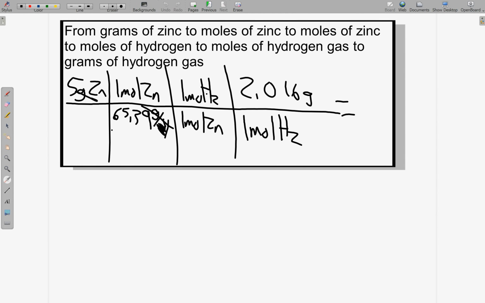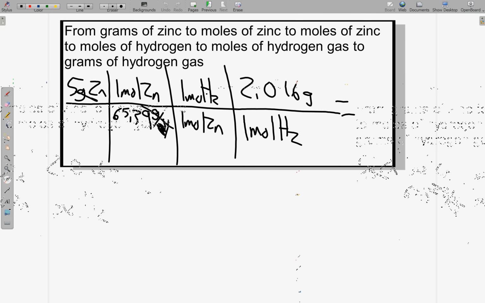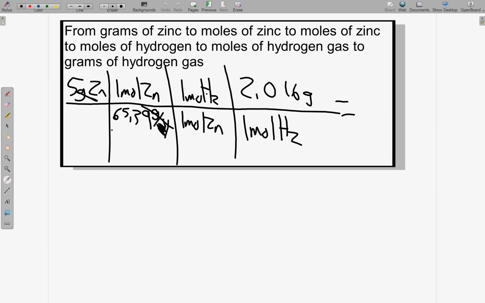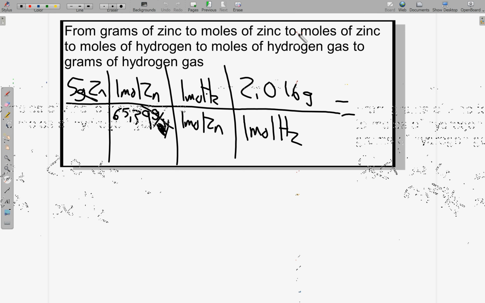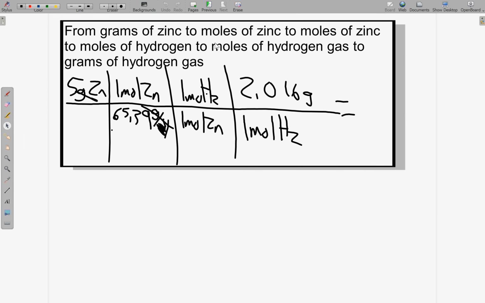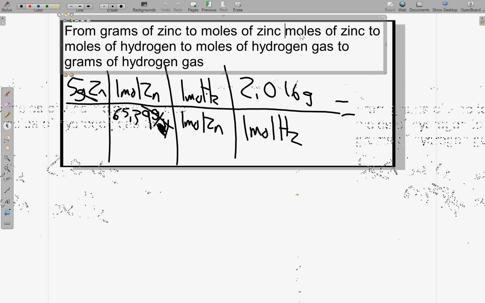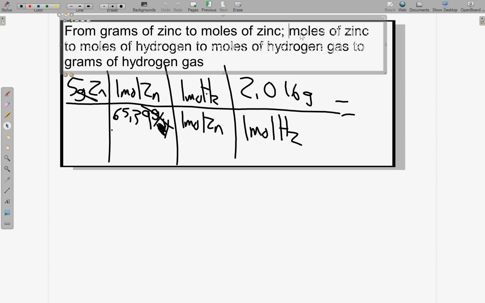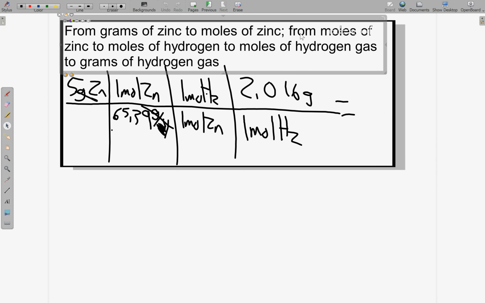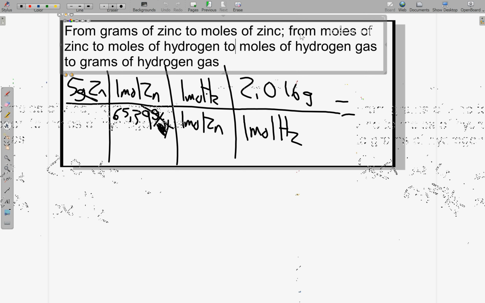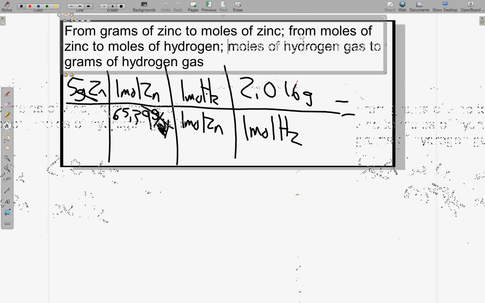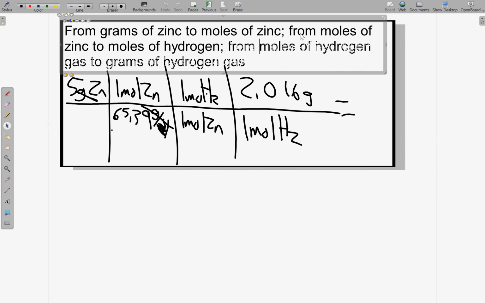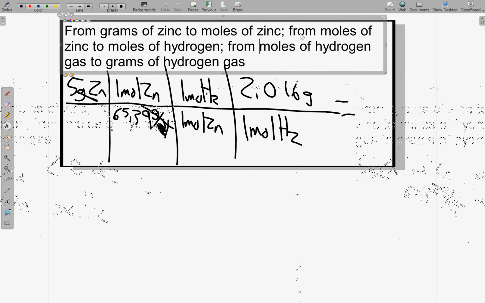From grams of zinc to moles of zinc, and then, all right, so then we're going to change from moles of zinc to moles of hydrogen, and then we're going to change from moles of hydrogen gas to grams of hydrogen gas.